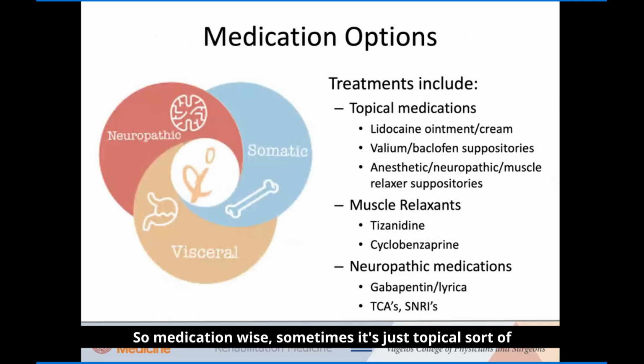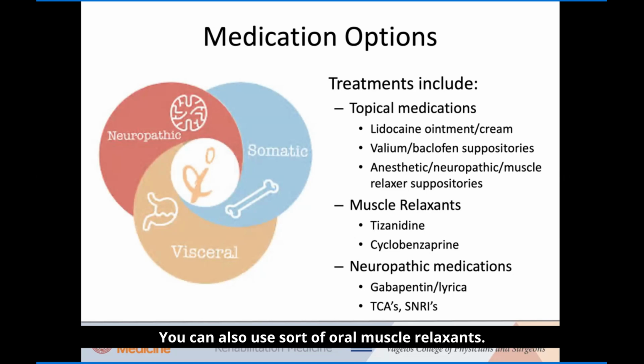So medication wise, sometimes it's just topical medications, whether it's lidocaine or suppositories of muscle relaxants, so either Valium or baclofen can be delivered. There are also combination anesthetic, neuropathic, muscle relaxer suppositories. You have to work with compounding pharmacies for all of those suppositories, but they do exist and they can be very helpful in terms of treating some of these symptoms of the pelvic floor.